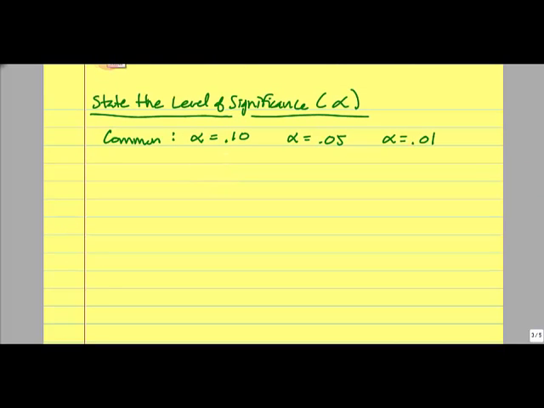Now we talked about alpha as the probability of being incorrect, but it's very specific. Alpha is the probability of a type 1 error. Okay, so this is how we write that, probability of a type 1 error. This is the error that we make when we reject H0 when H0 is actually true. So we want that probability to be very, very small.